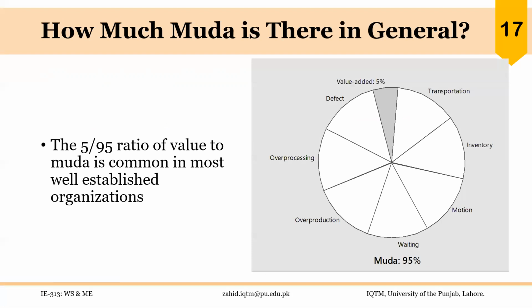So this is the conclusion that 5 to 95 ratio of value to Muda is common in most well-established organizations. So there is just 5% of the time being spent on value-adding activities and remaining 95% is being spent on transportation, waiting either in terms of inventory or because of availability of the resources, motions, unnecessary motions, of course, overproduction, overprocessing, and defects or correcting the defects. So even for many organizations, it is around 1% or even less than 1%. So these are the potential points of improvement.